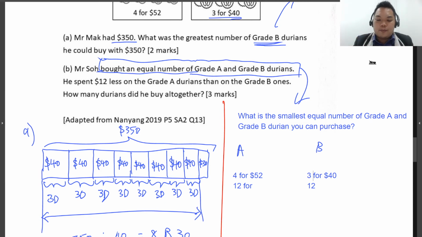So to get there, you want to multiply this by 3, and you want to multiply this by 4. Agree?